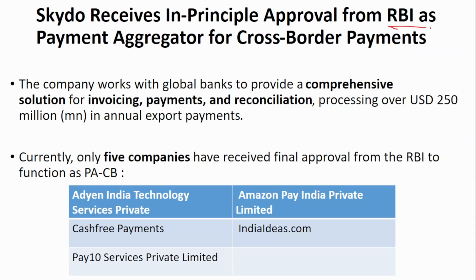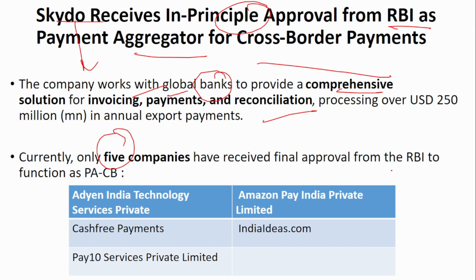The next news is RBI has provided in-principle approval to Skydo to operate as a payment aggregator for cross-border payments. The Skydo company works with global banks to provide a comprehensive solution for invoicing, payments and reconciliation. Currently, there are 5 companies that have received final approval from the RBI to function as cross-border payment aggregators. They are Adain Indian Technologies, Amazon Pay India Private Limited, Cash Free Payments, India Ideas and Pay10 Services Private Limited. Remember the names: Adain, Amazon, Cash Free, India Ideas and Pay10. Now Skydo has received in-principle approval. Very few have got this cross-border payment aggregator approval. So remember the 5 names.